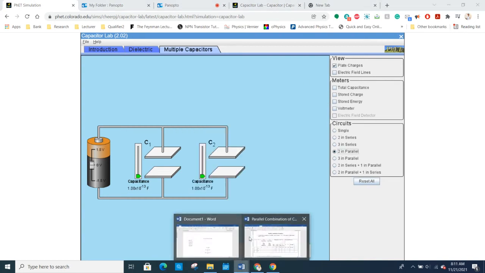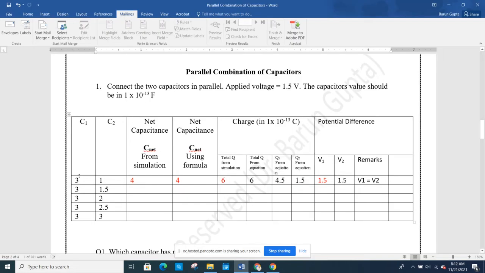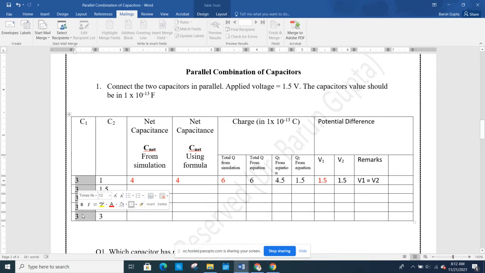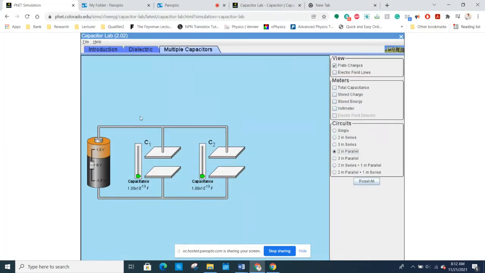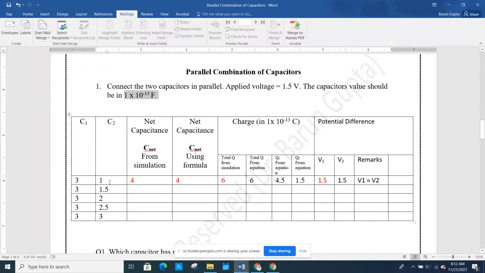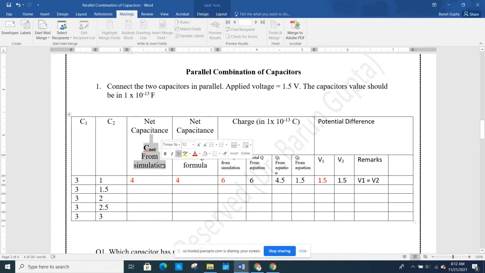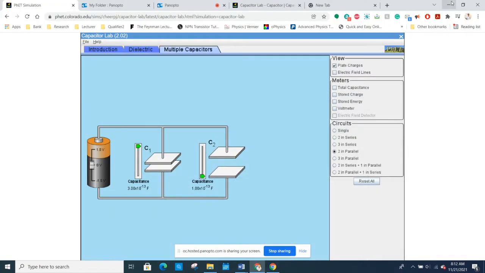Then the third thing you have to do is fix all the capacitors to 3. When I say 3, that means it is 3 times 10 to the negative 13. So simply go to 3, and then you can vary this one. The smallest number is 1. So let's do that.